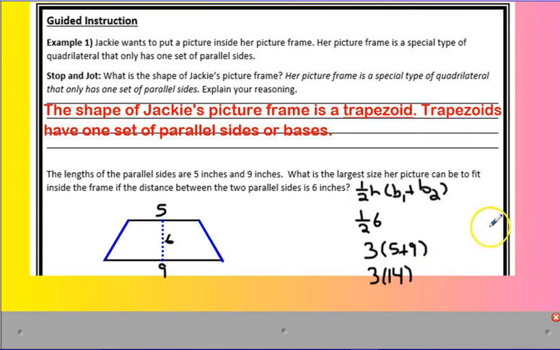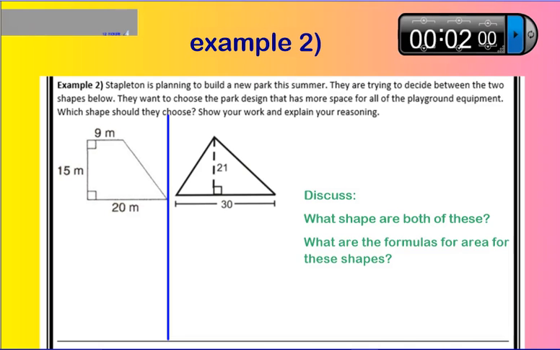So all we have to do is multiply 3 times 14. Three times 4 is 12. I need to carry the 1. 3 times 1 is 3, plus 1 is 4. The area is 42. Let's take a look at the next one.